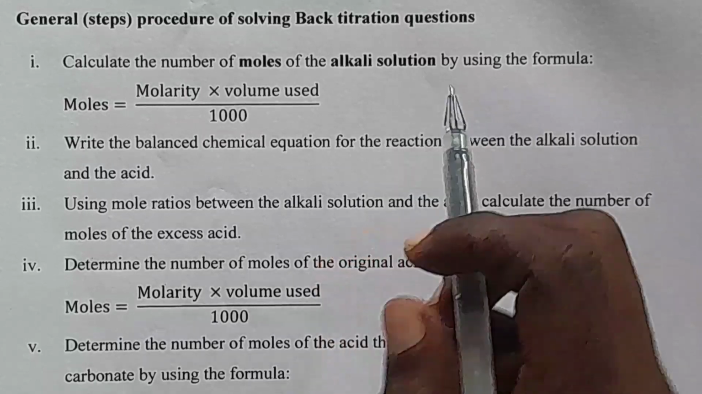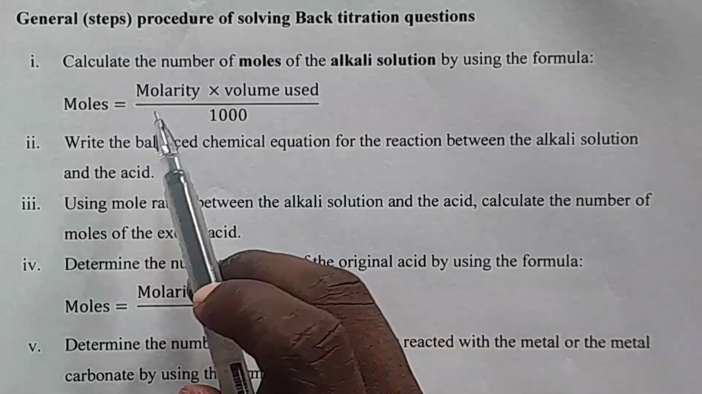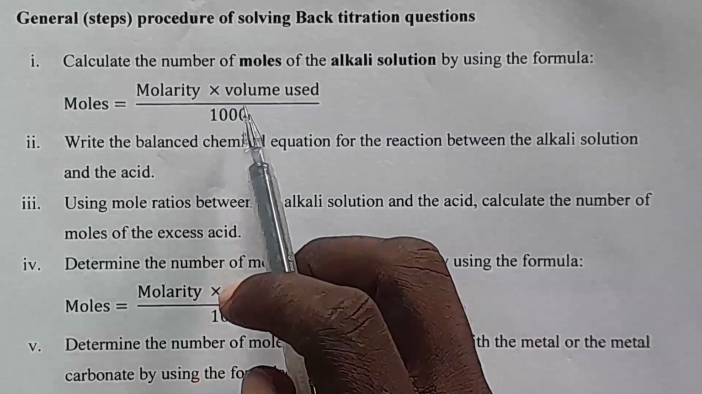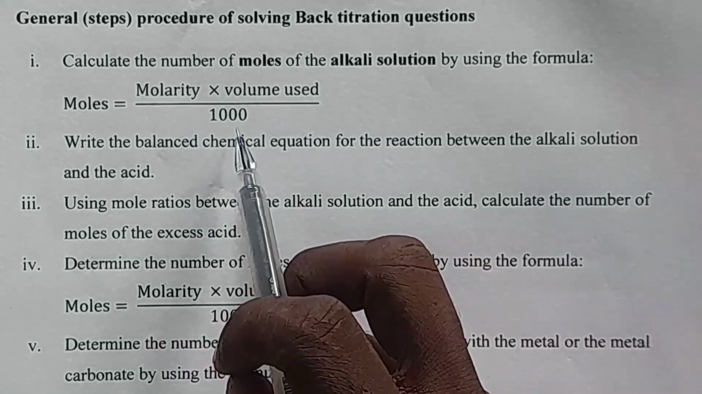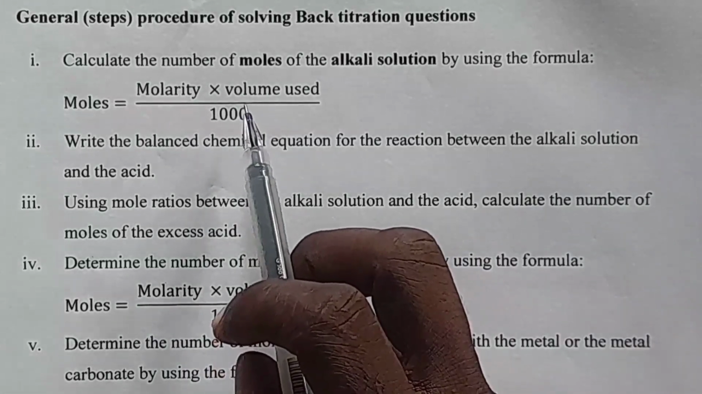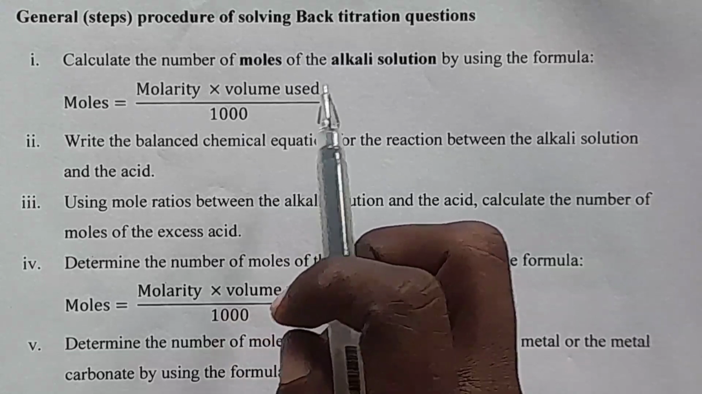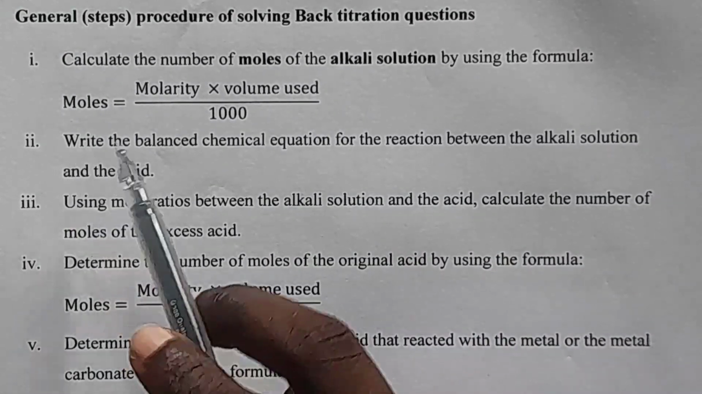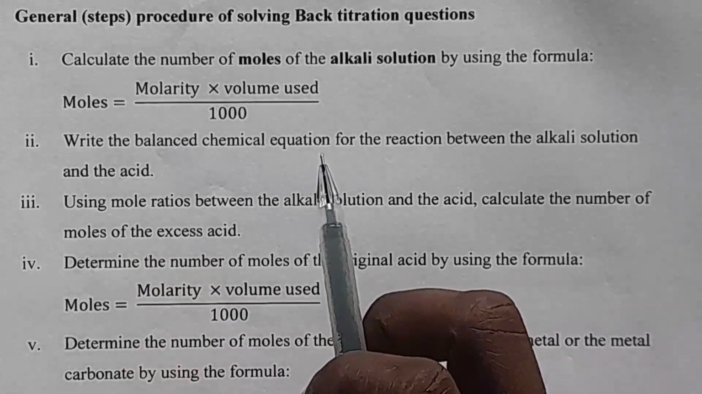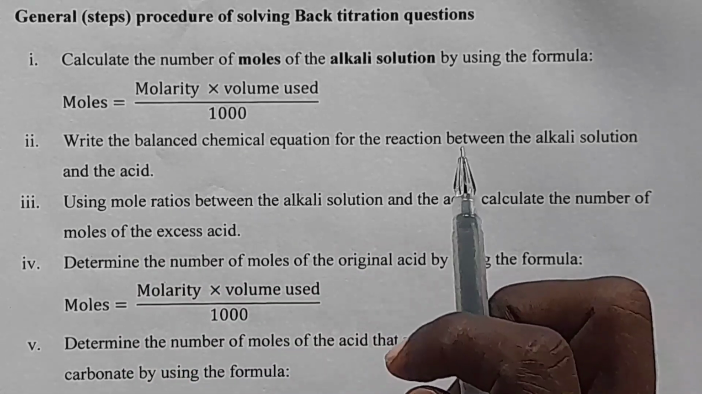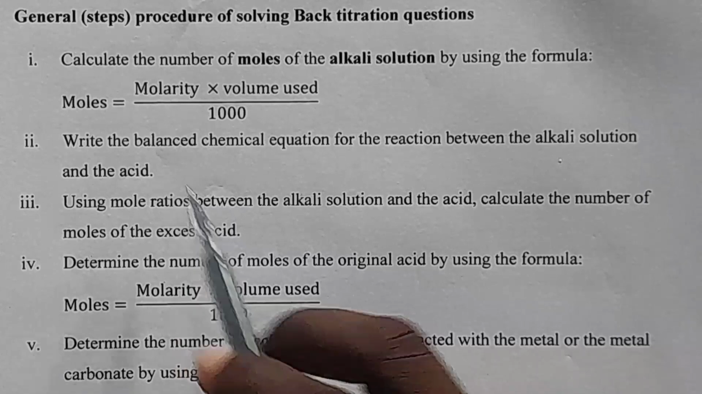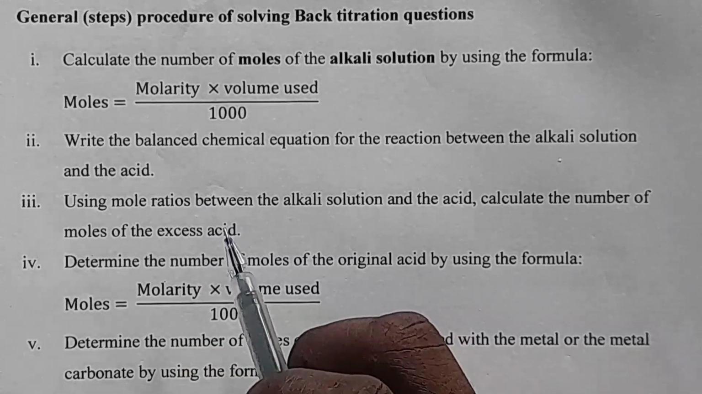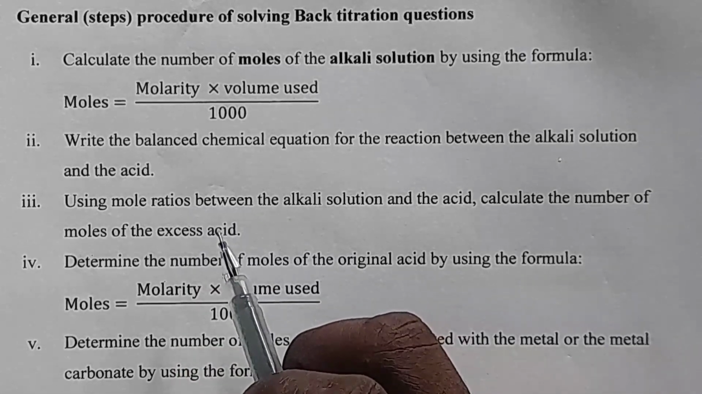Okay, number one. The first step, you are supposed to calculate the number of moles of the alkali solution, by using the formula: moles is given by molarity multiplied by volume used, then divided by 1000. Here you are going to get the number of moles of the alkali solution. Then step number 2, you are supposed to write a balanced chemical equation for the reaction between the alkali solution and the acid. Remember, this is just a neutralization reaction, so you're expected to get a salt and also water.